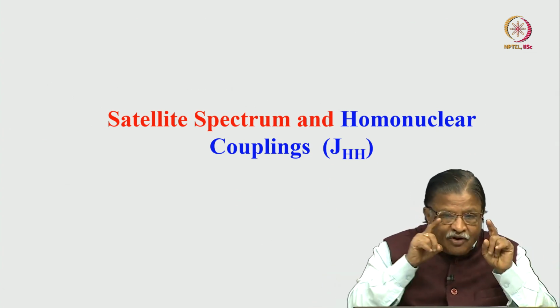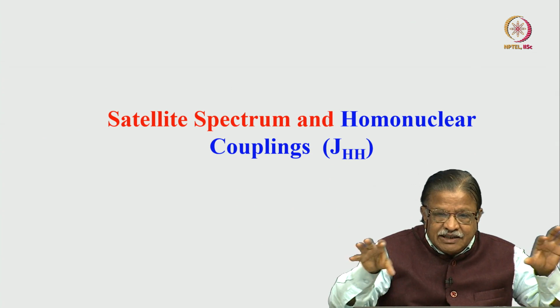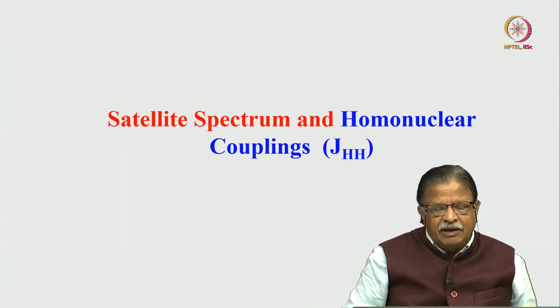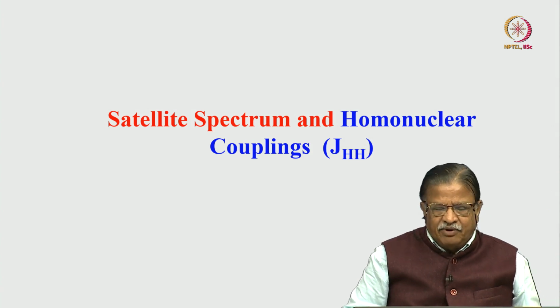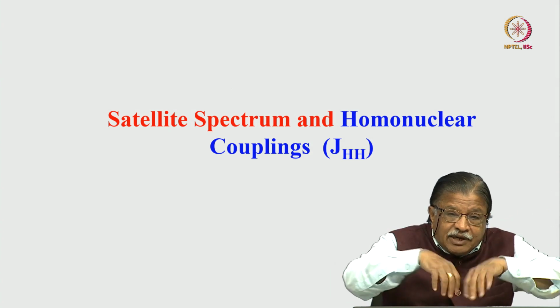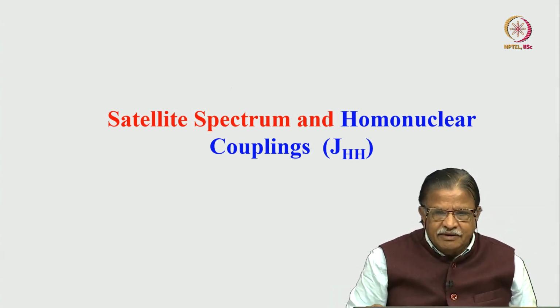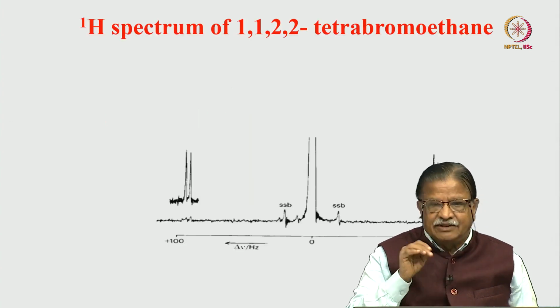Okay. So far we have understood one thing. From the satellite analysis we got the coupling between the less abundant and the highly abundant spin, like proton carbon, proton nitrogen, proton selenium couplings. Can we get the proton proton coupling in the satellite spectrum? Is it possible to get it? Why not? We will see that example.